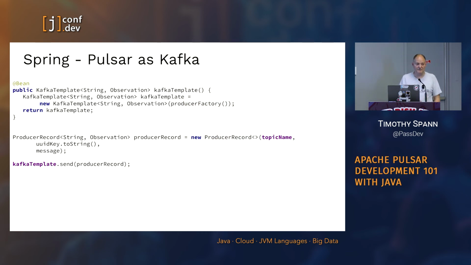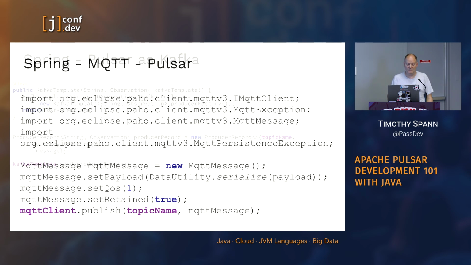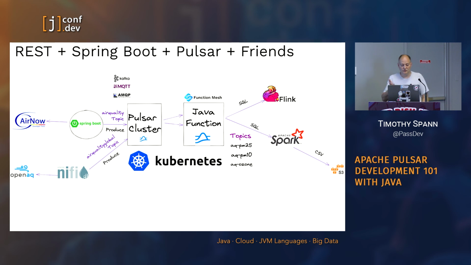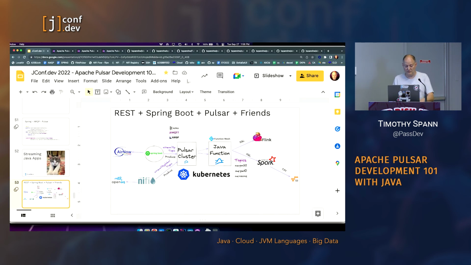I could just send to Kafka. You're like, that's too weird, man. I don't want to learn a new one. Just use the Kafka library. That works. Use the MQTT library. Use the AMQP library. Use Flink's library, Spark's library.